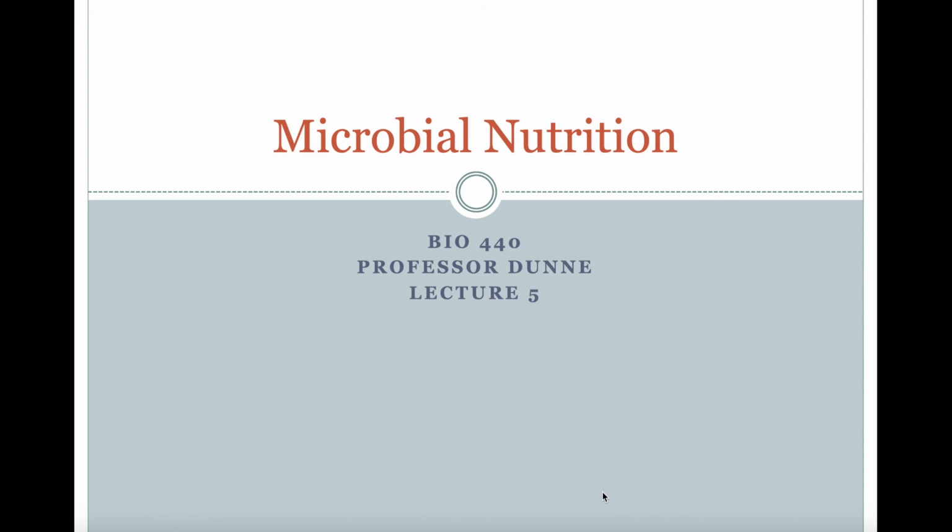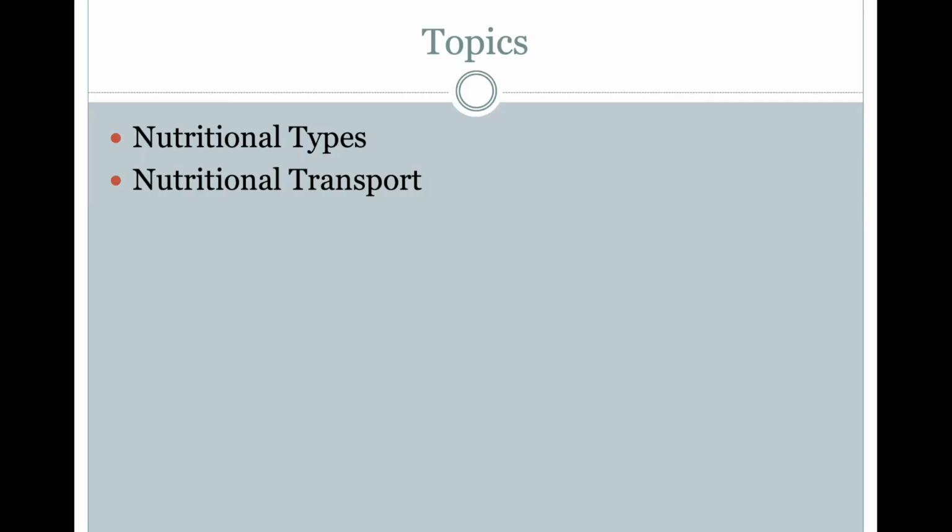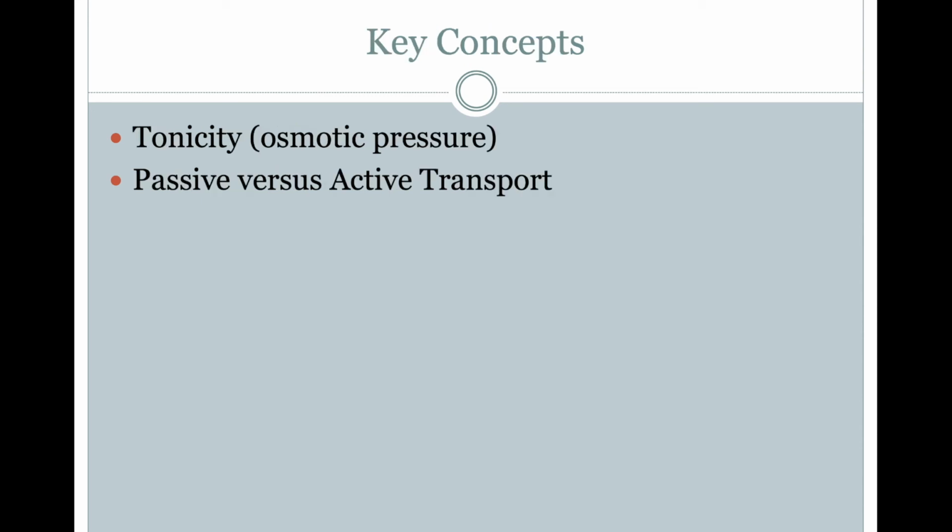Chapter 6 on microbial nutrition. The topics for this first set of slides are nutritional types and looking at new vocabulary terms to describe microorganisms and the nutrients that they need for carbon and energy, and then looking at nutritional transport, how organisms bring things inside the cell. There are 4 key concepts for this chapter.